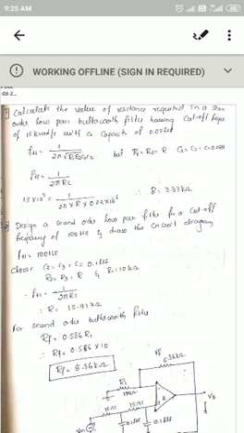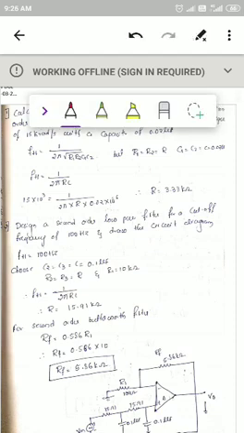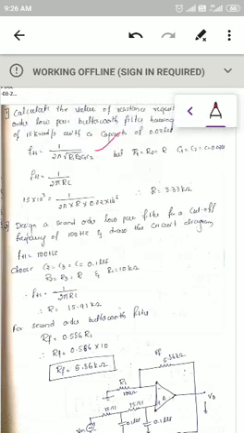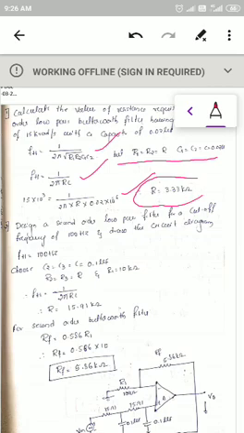So we have deduced the expressions in the previous class. The higher cutoff frequency fh is equal to 1 by 2 pi square root of R1 R2 C1 C2, and I said in the previous class all the resistances and capacitances used are the same, then the frequency equation will be fh is equal to 1 by 2 pi RC. Substitute all other values and calculate R here. So you will be getting R is equal to 3.3 kilo ohm.